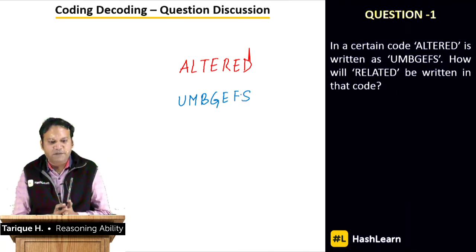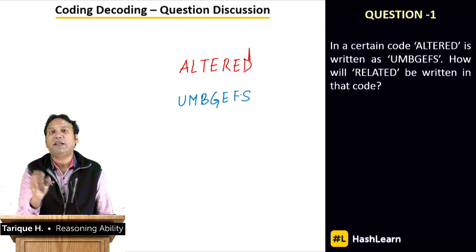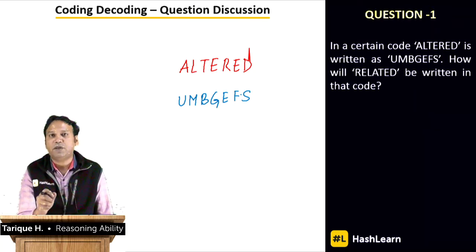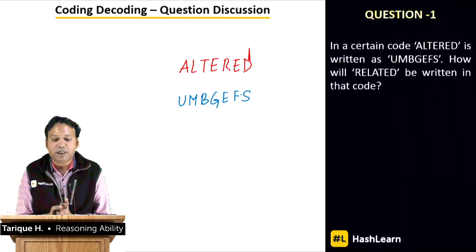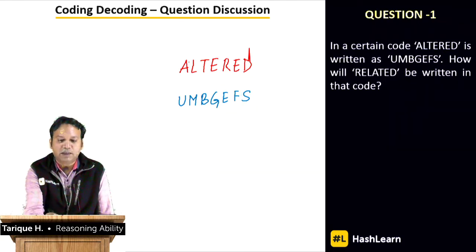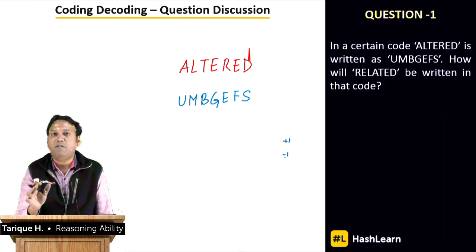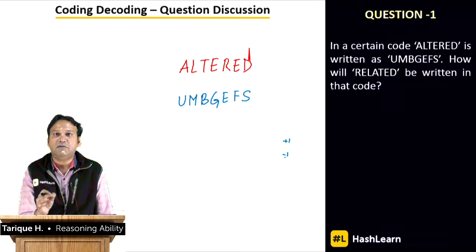Alright, so what we see here is definitely the letters of the word altered have been changed, and your approach while solving these questions on coding and decoding should be to find out the underlying logic. What logic has been used, what method has been used in transforming this word altered into UMBGEFS. The way you will approach is that you will try to look for letters which come after A. So normally we look at letters which come one place after, +1 or -1. That's one way of looking at them, and try to locate these letters which could be +1, -1, it could be +2, -2, and see the pattern of the reasoning involved.